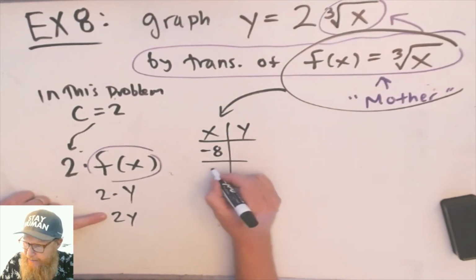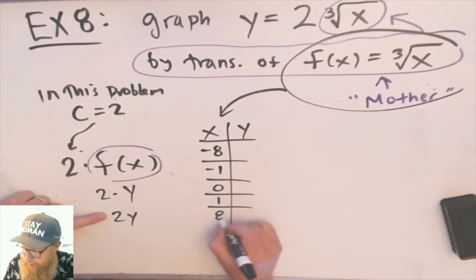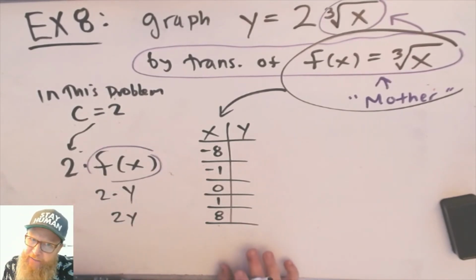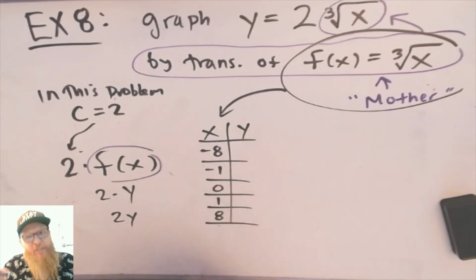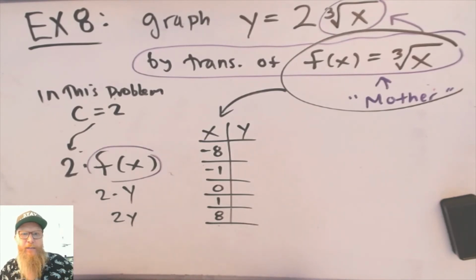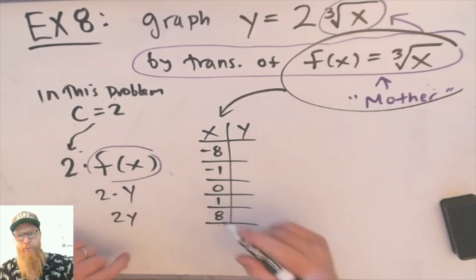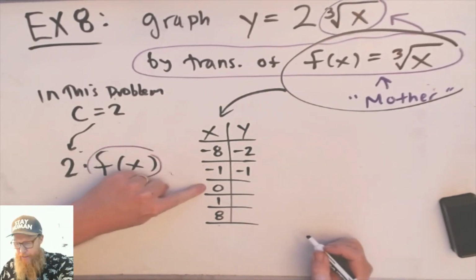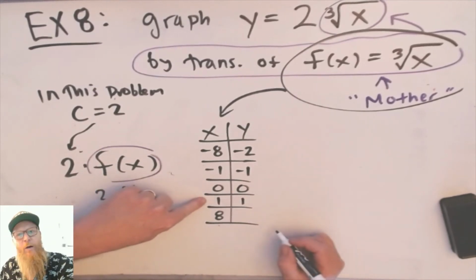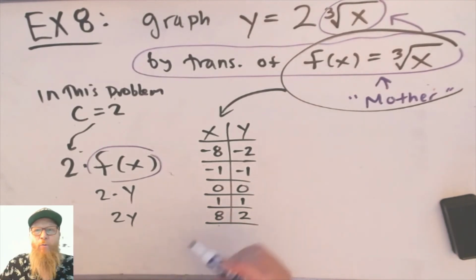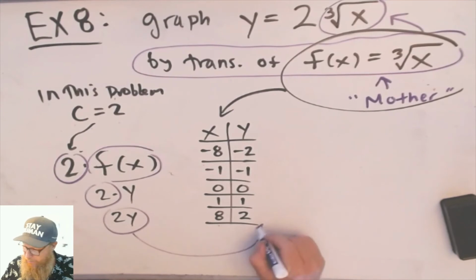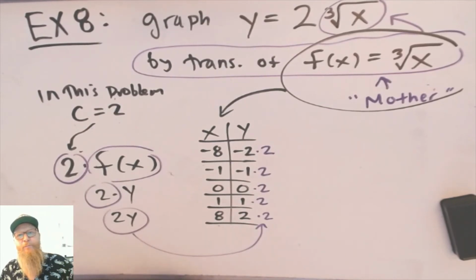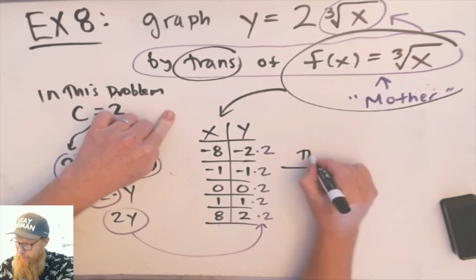We're using the cube root mother function. So that is -8, -1, 0, 1, and 8. Remember, the cube root is the inverse. I haven't really defined that term yet, but you could just say reverse. Just reverse the x's and y's from the cubic we did several minutes ago. So the cube root of -8 is -2. The cube root of -1 is -1. The cube root of 0 is 0. The cube root of 1 is 1. The cube root of 8 is 2. And so now we are going to multiply all of the y values by 2. That's our transformation.